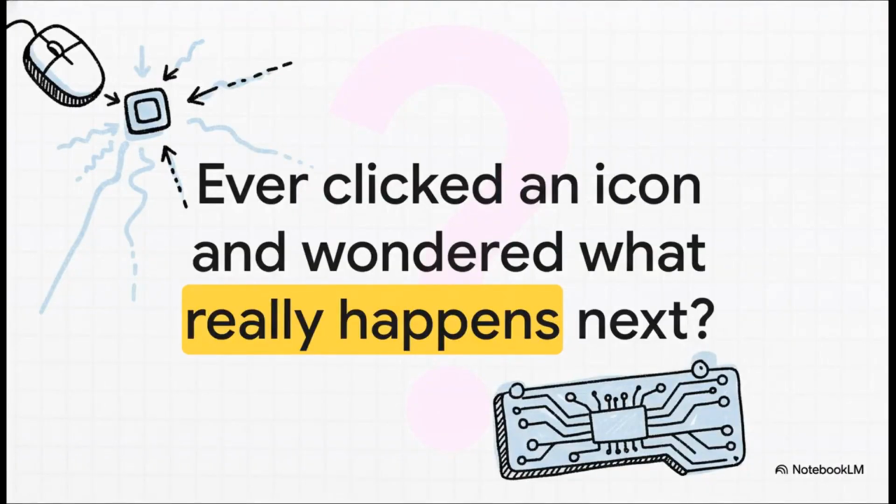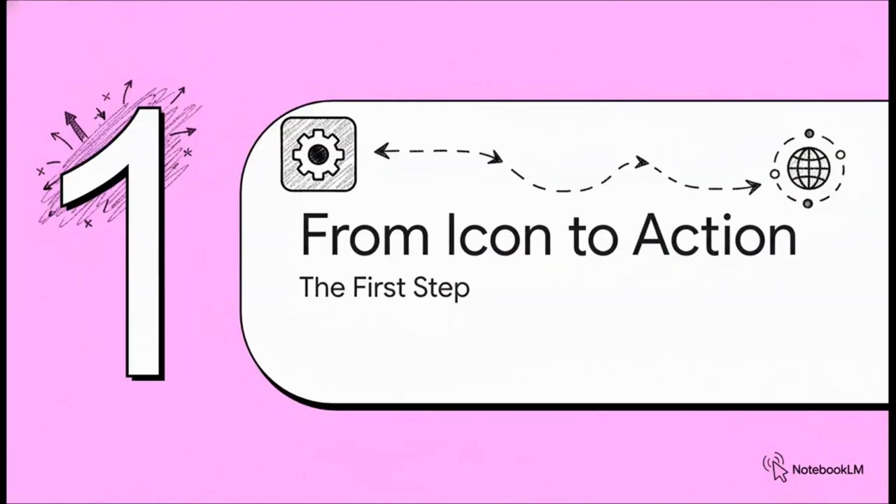That one simple click kicks off this incredible, fascinating chain of events. And we are going to follow that chain from the very beginning to the very end and see exactly what's happening under the hood. All right, so our journey starts with something we all know, the application icon. That little picture on your desktop is way more than just a shortcut, you know? It's the front door to this complex process that literally brings your software to life.